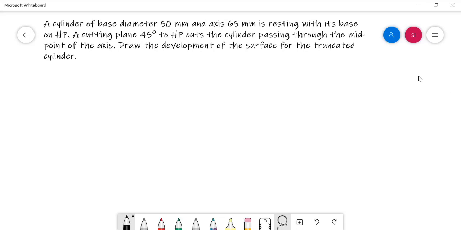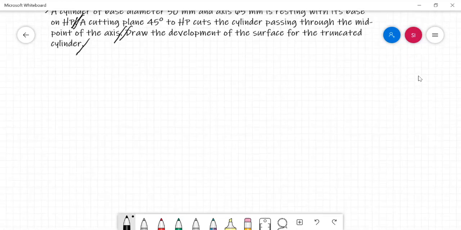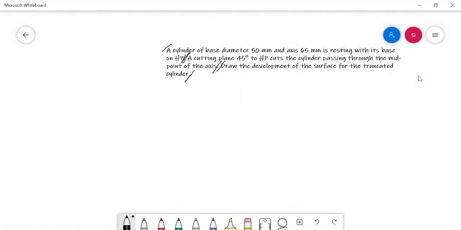Like the previous problem, here also we have to pass three stages. In the first stage, we need to draw the solid, in the second stage we need to cut the solid with the given cutting plane, and in the third stage we need to draw the development of the retained lateral portion of the solid. For that, let me start the answer by drawing the front and top views of the solid.